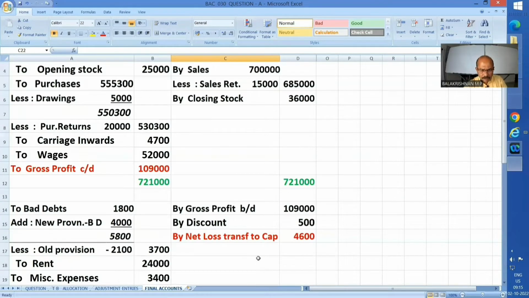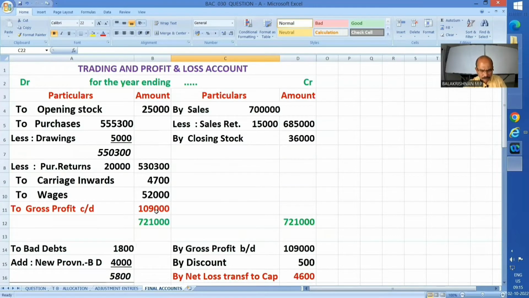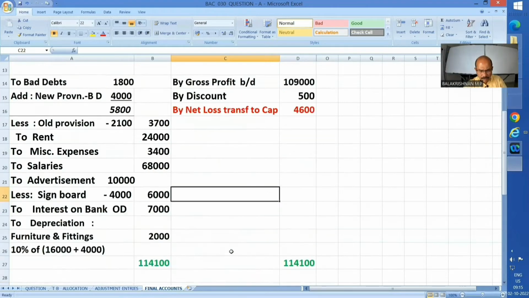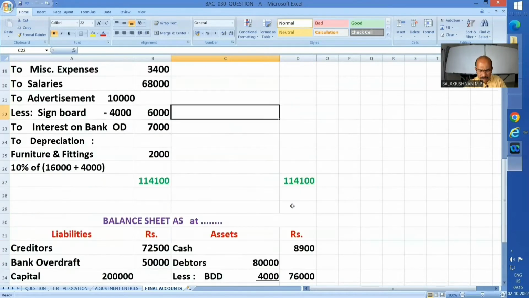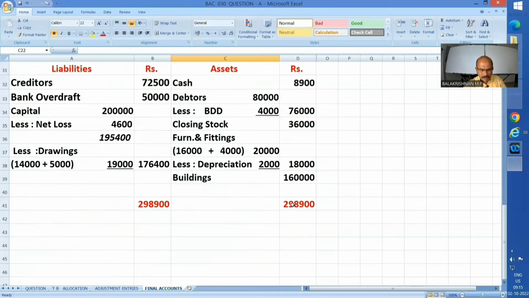Okay, I'm just showing you once again. We have got your gross profit 1,09,000 brought down here, and we arrived at a net loss of 4,600. Finally, we have prepared the balance sheet. We have got it tallied. So with the 5 adjustments, this balance sheet has been tallied.